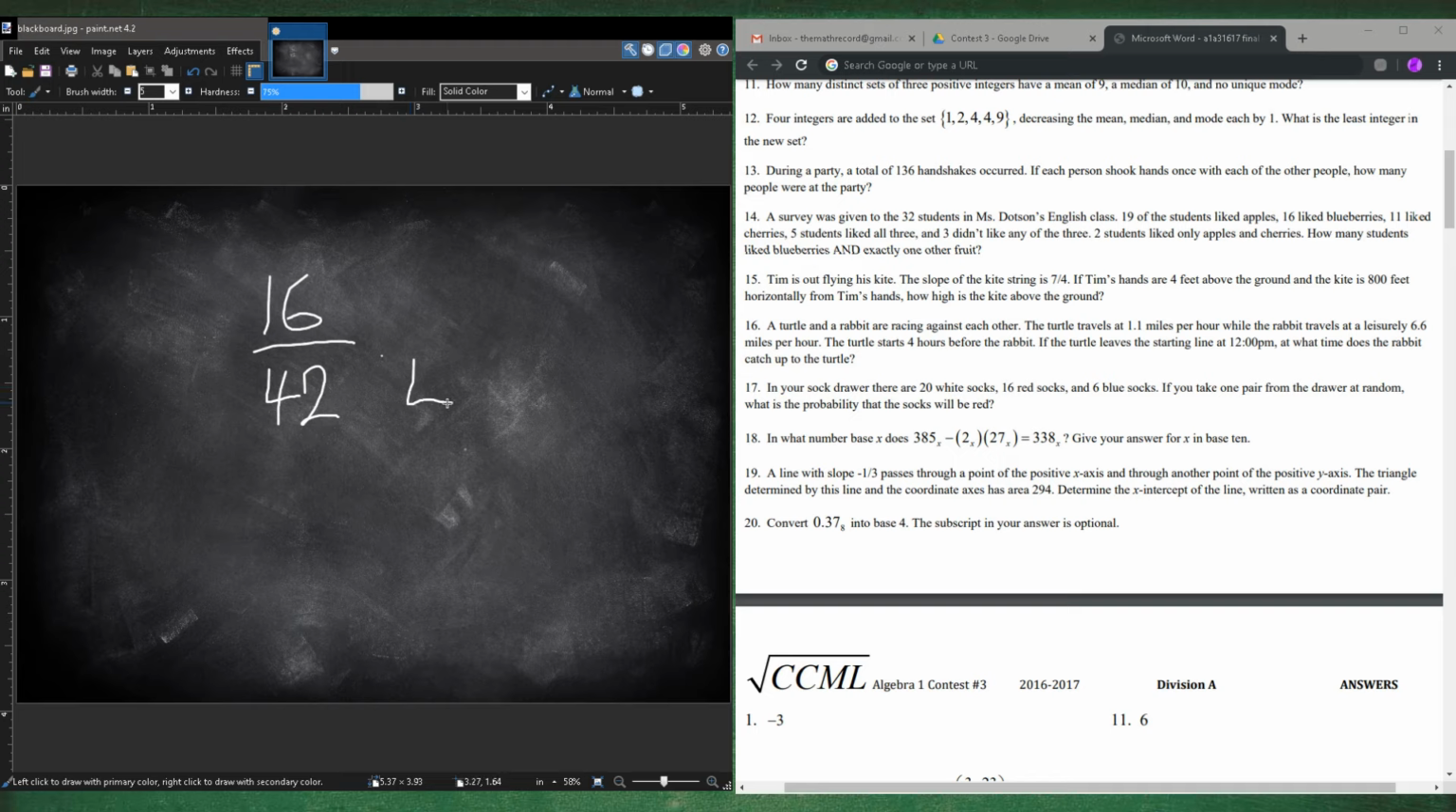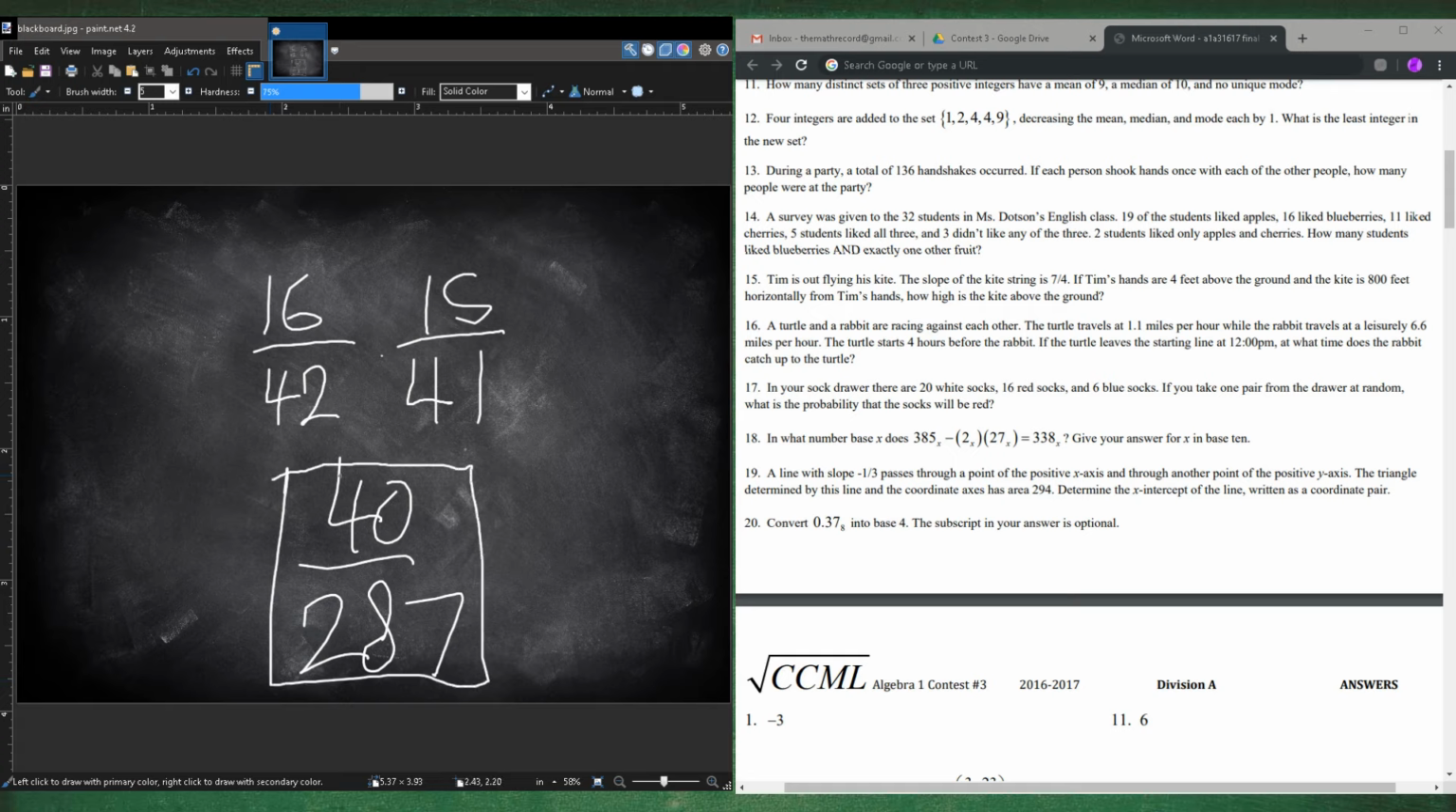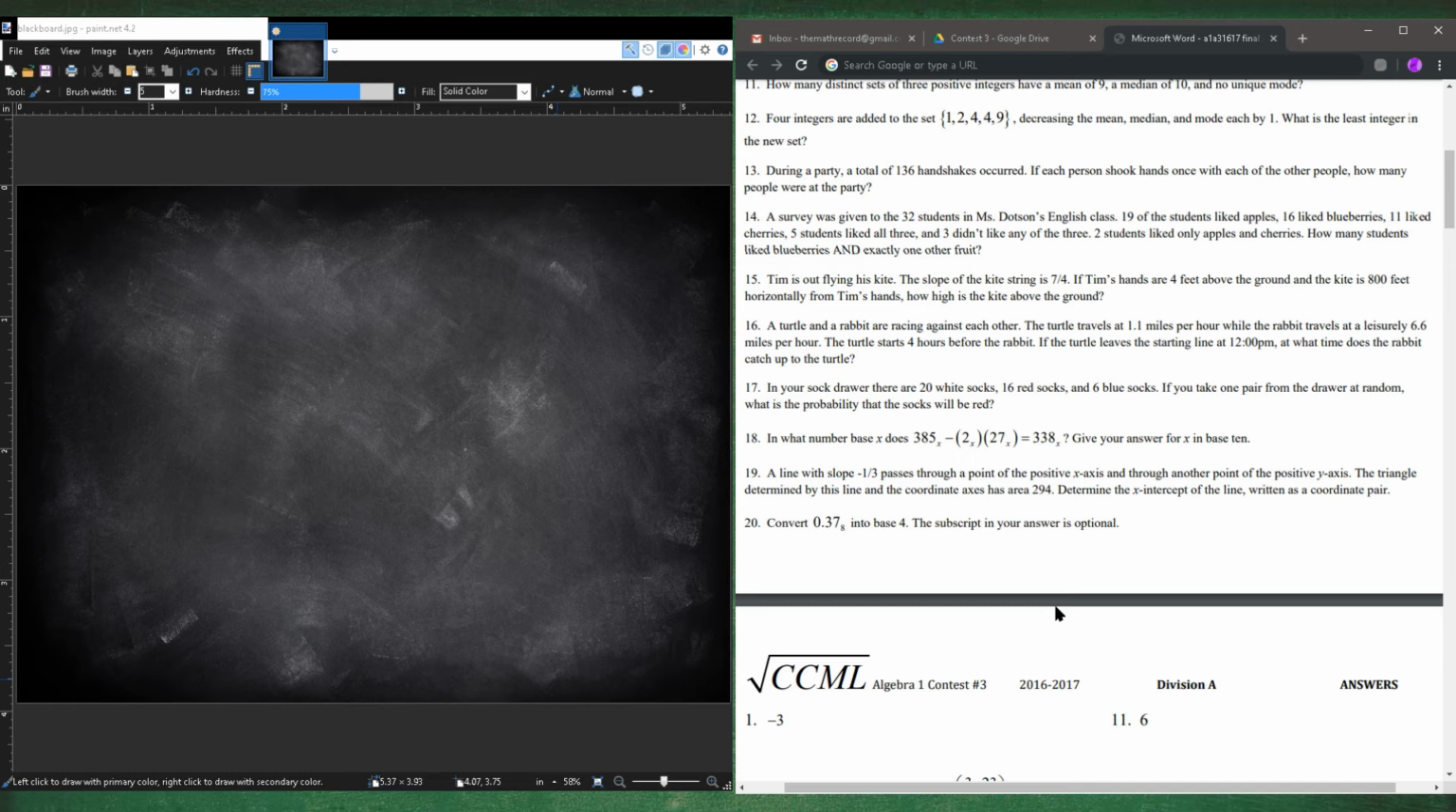Since you already got one red sock, that means one of them is 41. And for the next red sock, since you already took one from 16, you have 15 more to go. So, using your calculator, we have 16 divided by 42 times 15 divided by 41, and you get 40 over 287. You can also do this by hand, but I won't recommend it because you might make a mistake. If you're allowed to calculate, just use your calculator most of the time.